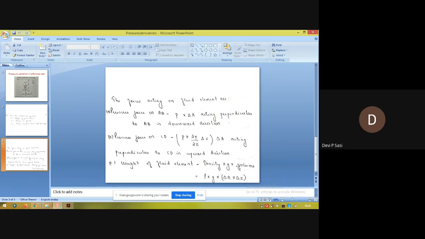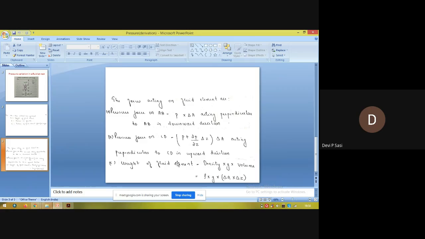W equal to mg, this we can write in another form. Weight is equal to density into g into volume, because density is equal to mass by volume. So volume and volume will get cancelled, and the remaining term is mg.